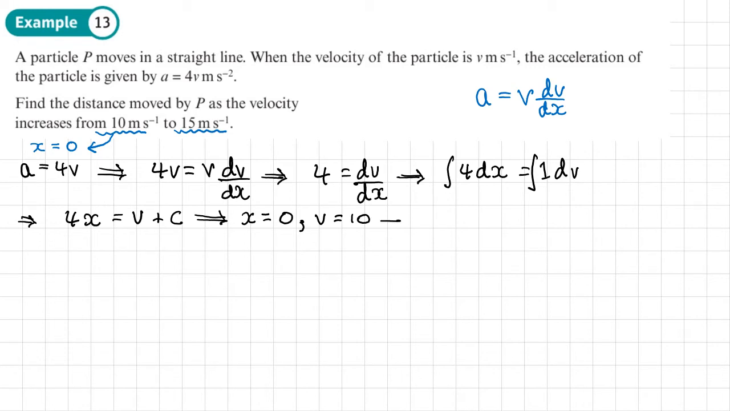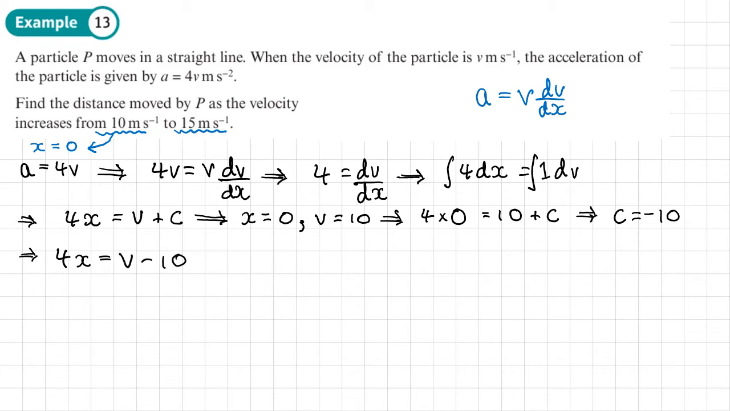So we'll substitute those in, and we'll have 4 times 0 is equal to 10 plus c, which means my constant of integration is equal to minus 10. So that will now give me a final expression as 4x is equal to v minus 10.